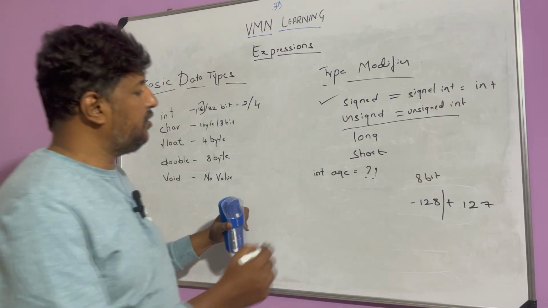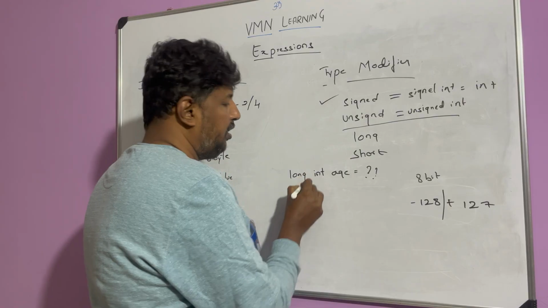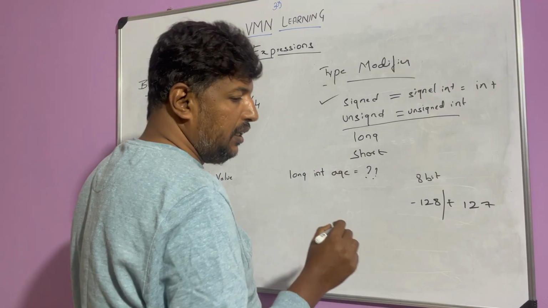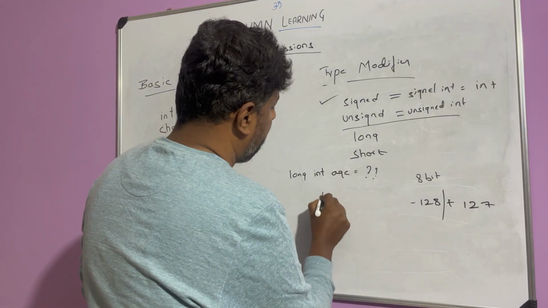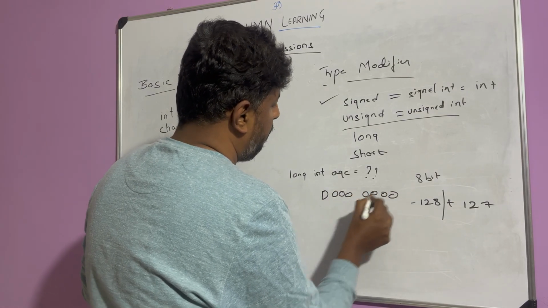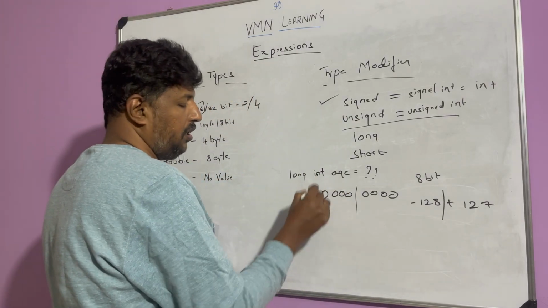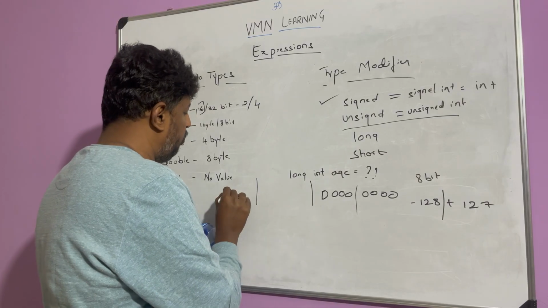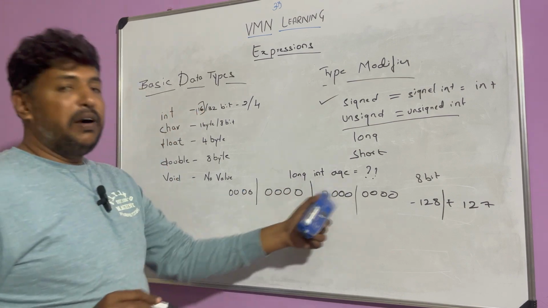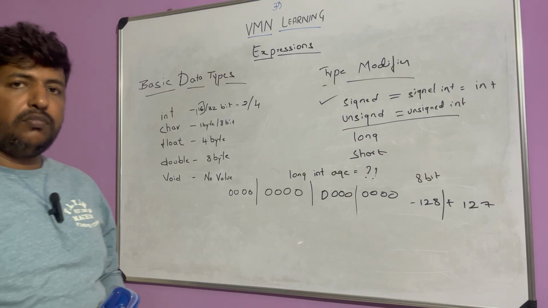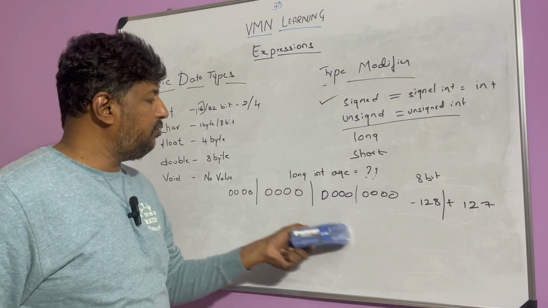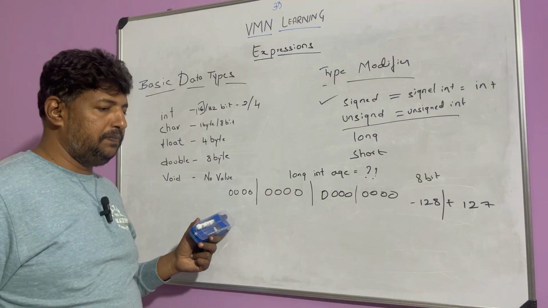If I mention it as long int, currently the int has 2 bytes, right? 0 0 0 0 0 0 0 0. If I put long, another additional 2 bytes will be added to that memory. Initially we had 8 bits, now with long we are extended to 16 bits.